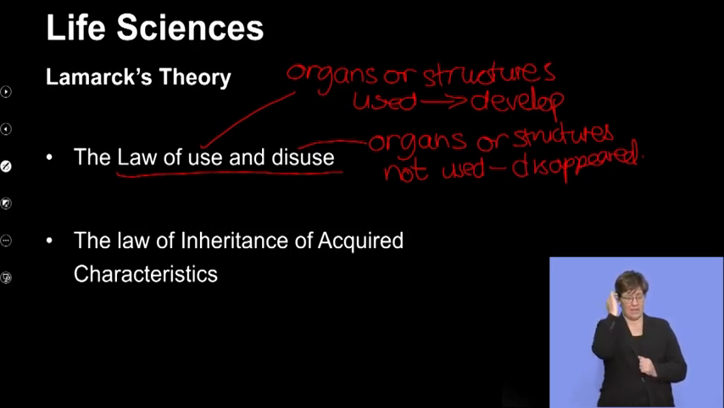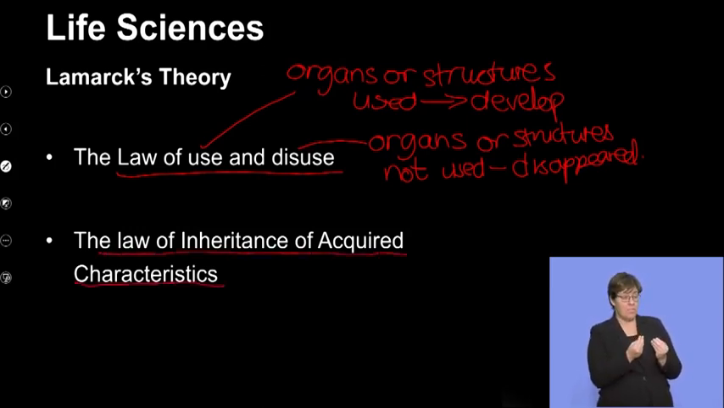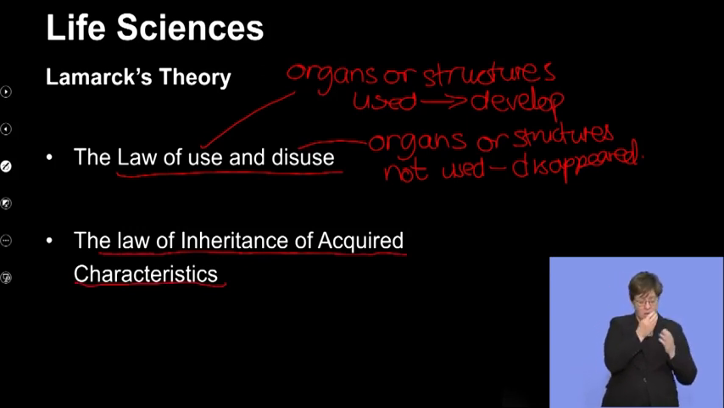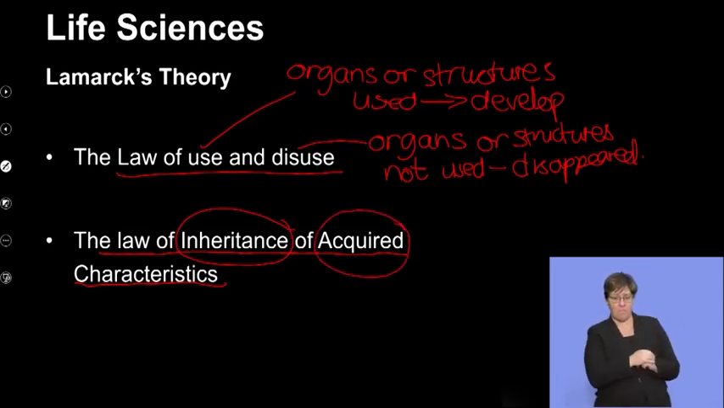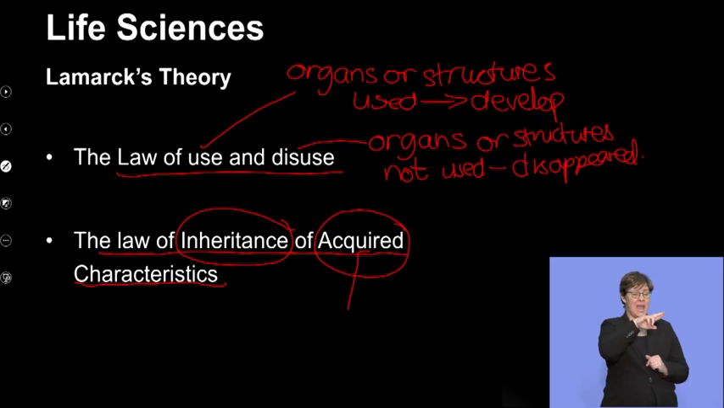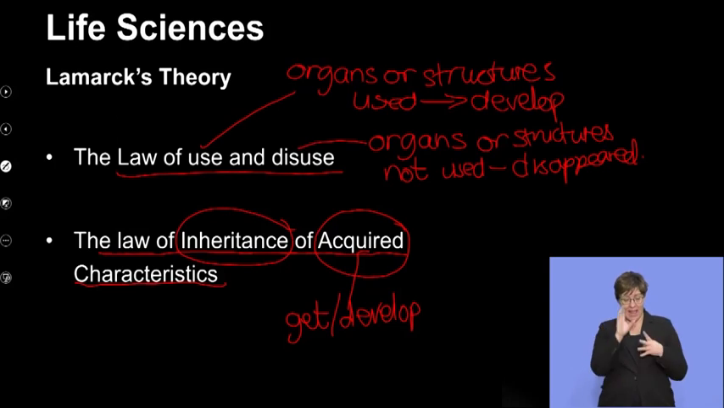Okay, Lamarck's second law was known as the law of inheritance of acquired characteristics. So let's break that down. Basically what he's saying is that organisms inherit an acquired characteristic. And what does the word acquired mean? Acquired means that we get or develop this characteristic during our lifetime.